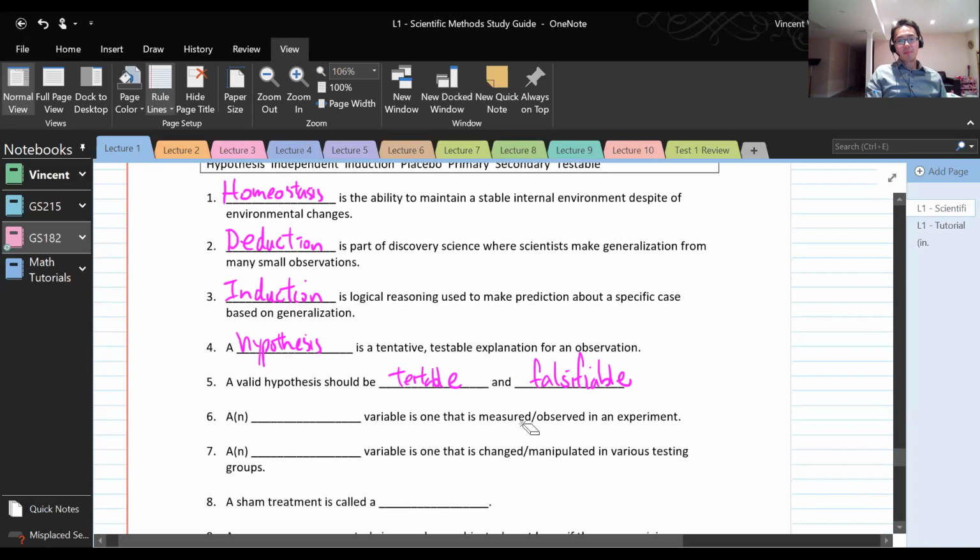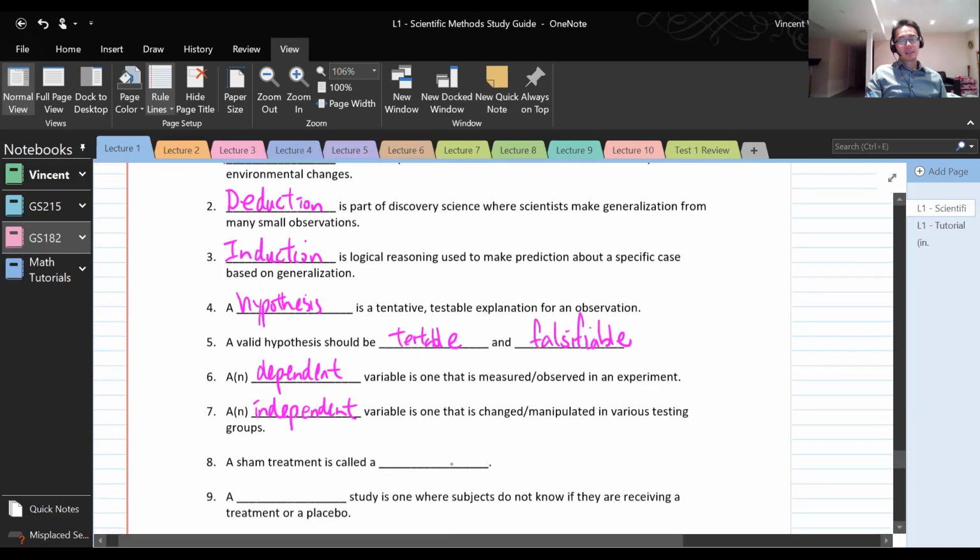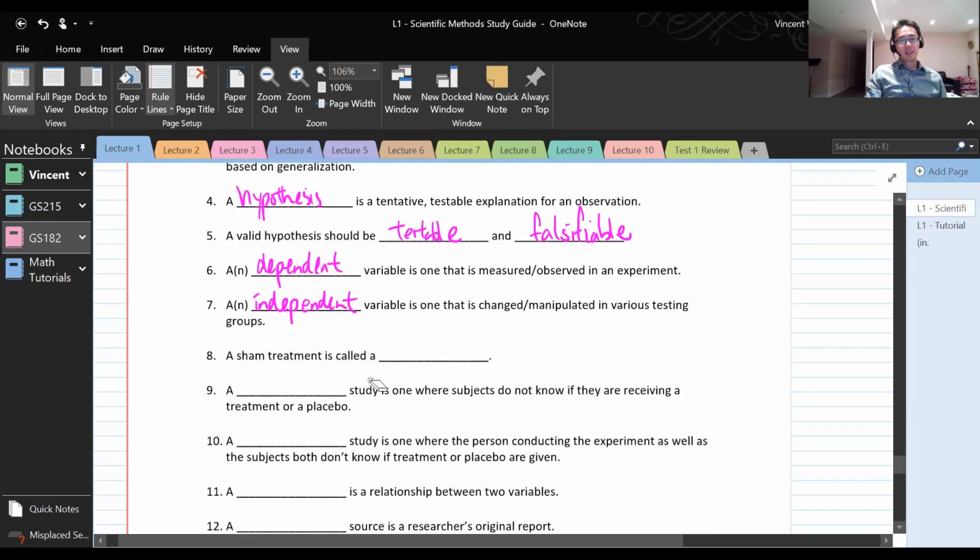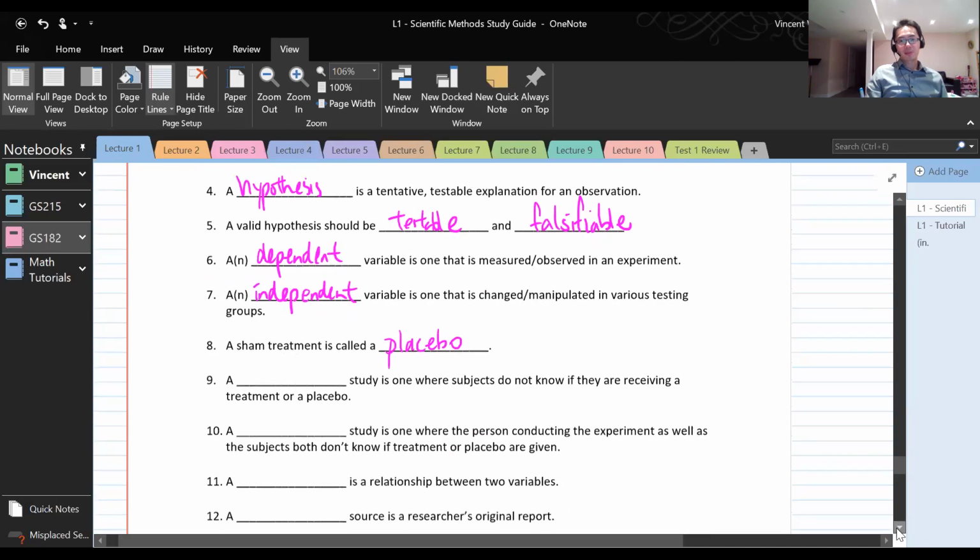The variable that is being measured or observed is the dependent variable. And the one that is being changed or manipulated is the independent variable. We talk about a sham treatment or fake pill, that is a placebo. We need it to account for biases.